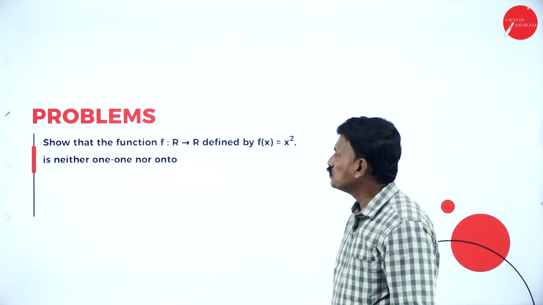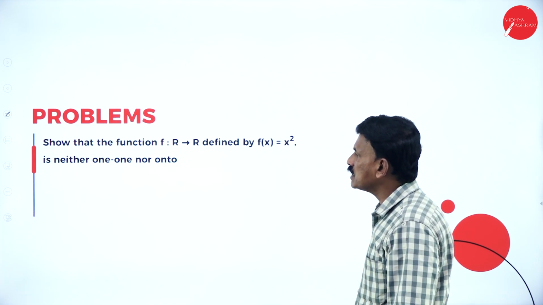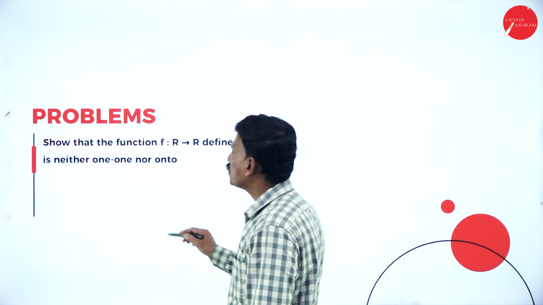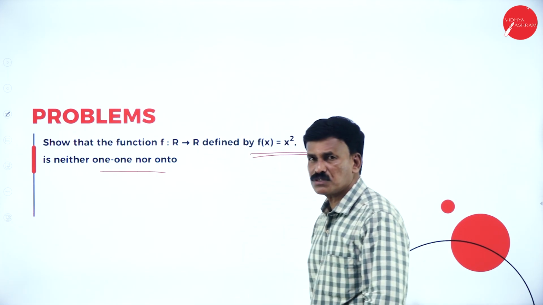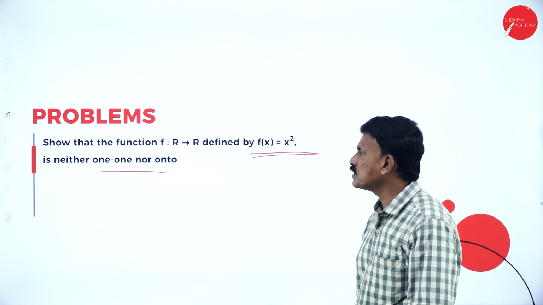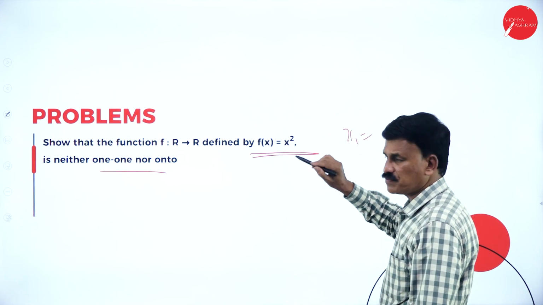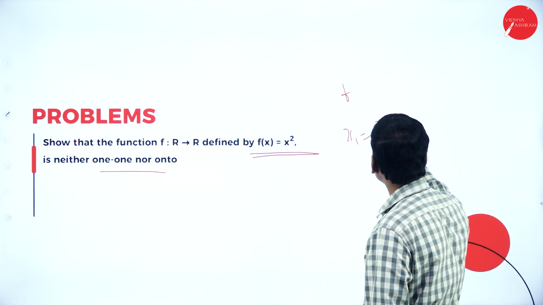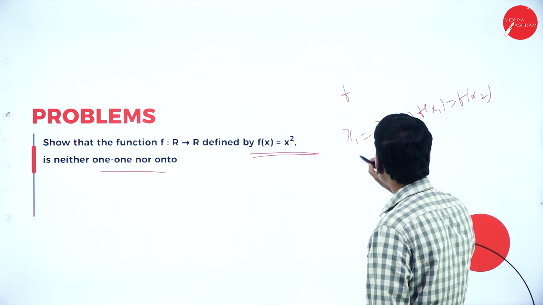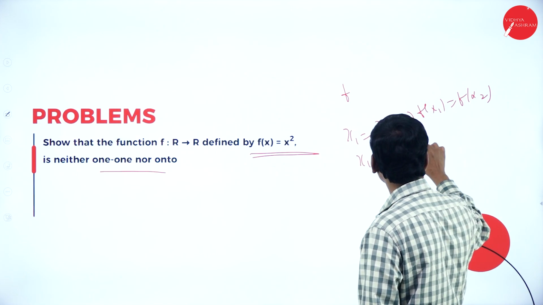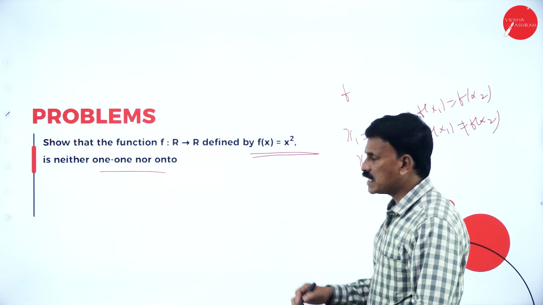What is example 2? Show that the function f from R to R defined by f of x is equal to x square is neither one-one nor onto function. So, here f from R to R is nothing but the set of real numbers to real numbers. Is it a one-one function or an onto function? According to the definition, if x1 is equal to x2 implies f of x1 is equal to f of x2, or if x1 is not equal to x2 implies f of x1 is also not equal to f of x2. Let us take an example.